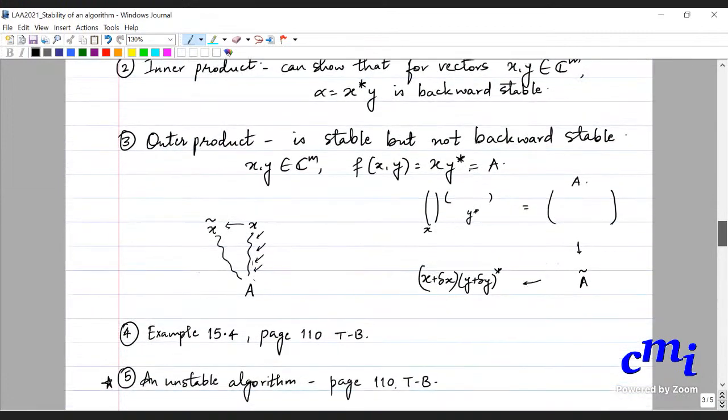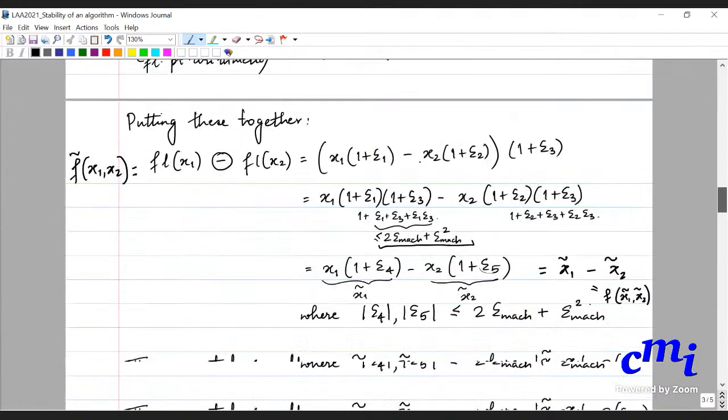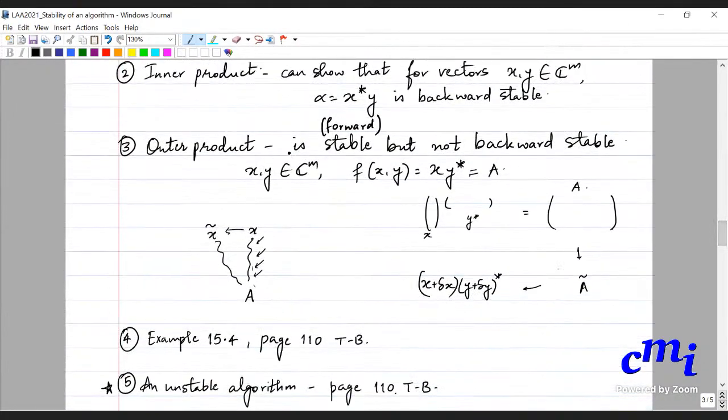Outer product, on the other hand, is stable but not backward stable. A sort of heuristic analysis for that can be looked at in the following way. Stable but not backward stable means forward stable. If one says only stable with no adjective, then that means forward stable, because forward stability is very easy to satisfy, and almost everything will satisfy forward stability. So outer product means what? You take a column vector and multiply it by a row vector to get a matrix. Outer product is stable but not backward stable, and that can be seen by a simple rank argument.